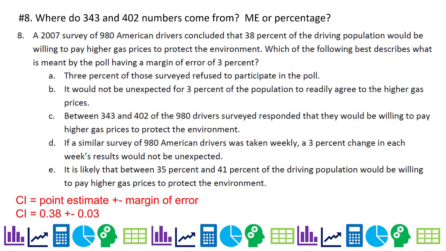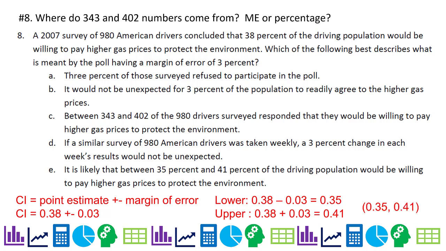So the confidence interval is the point estimate plus or minus the margin of error. So it's 0.38 plus or minus 0.03. That means I need to calculate an upper and a lower. So lower is 0.38 minus 0.03, which is 0.35. And the upper is 0.38 plus 0.03, which is 0.41. So that means it is likely that between 35 and 41% of the driving population would be willing to pay higher gas prices to protect the environment.